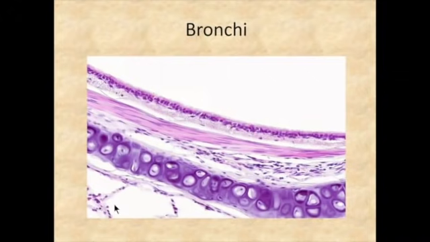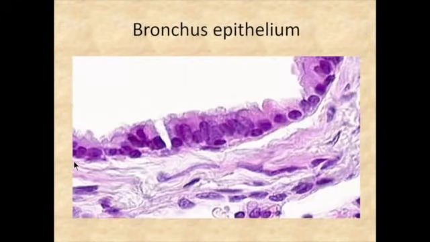Okay, and then here you can start to see some alveolar spaces, and you can see they are abutting the wall of the bronchus. Here you can see the epithelium closer up. They still have cilia on them. They're nowhere near the stratified nature of the previous epithelium that we had seen in the respiratory system.